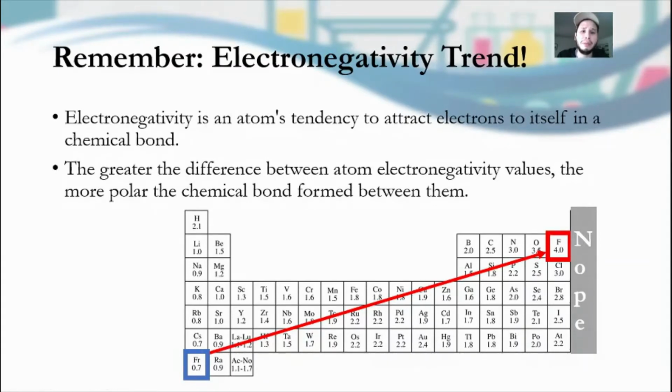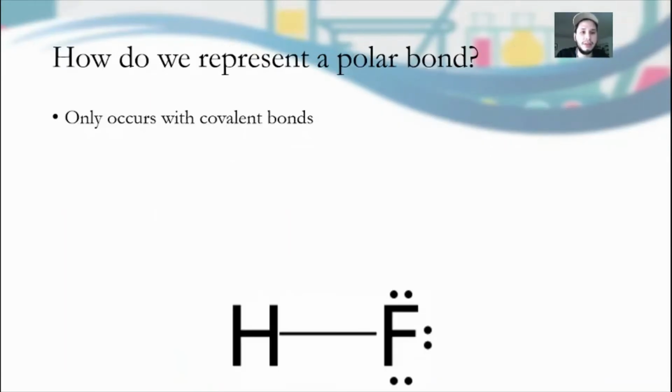So remember that the values of electronegativity increase from the bottom left-hand side to the top right-hand side of the periodic table, keeping in mind that the noble gases have no electronegativity values. They're inert, they don't want to react, they don't have any electronegativity values because they already have a full octet. They don't want any electrons. They're happy with what they have.